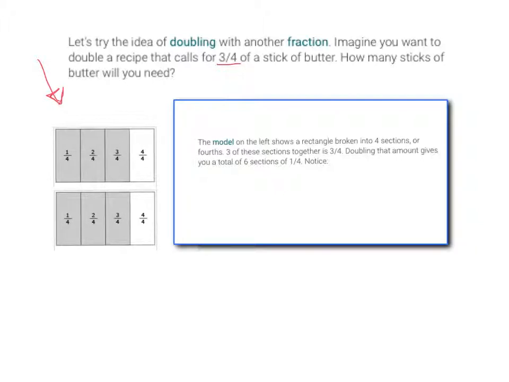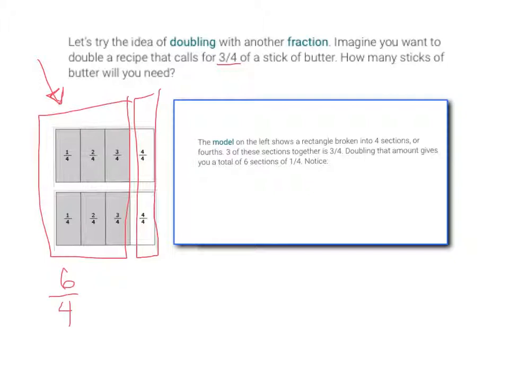Now, if we notice this, we're going to notice that our denominator is going to stay the same. We know that we need these 6 sections of butter. So we're going to use 6/4 of butter, because that is the same as 3/4 times 2. Now, if we were to skip count or repeatedly add, we would say 3/4 plus 3/4. But there is a different way of doing this.